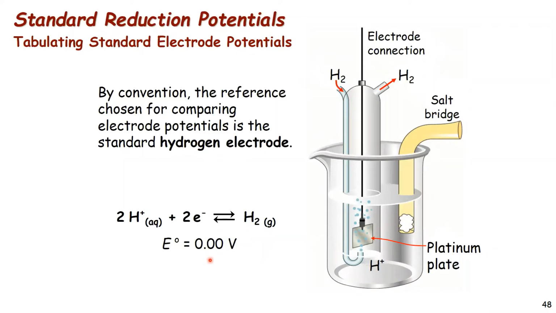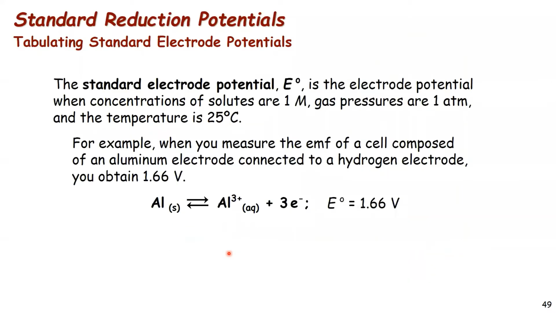Okay, so again, we're going to base all other of the reduction potentials off of this hydrogen electrode. So we arbitrarily set it to 0 volts. So again, if we measure a hydrogen electrode in one cell and aluminum and aluminum 3 plus in another cell, and we hook it up to a multimeter, that multimeter is going to read 1.66 volts.